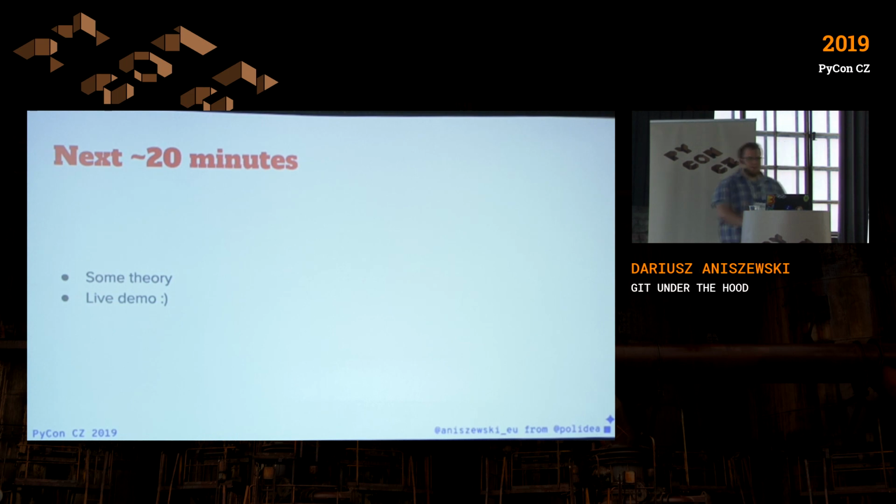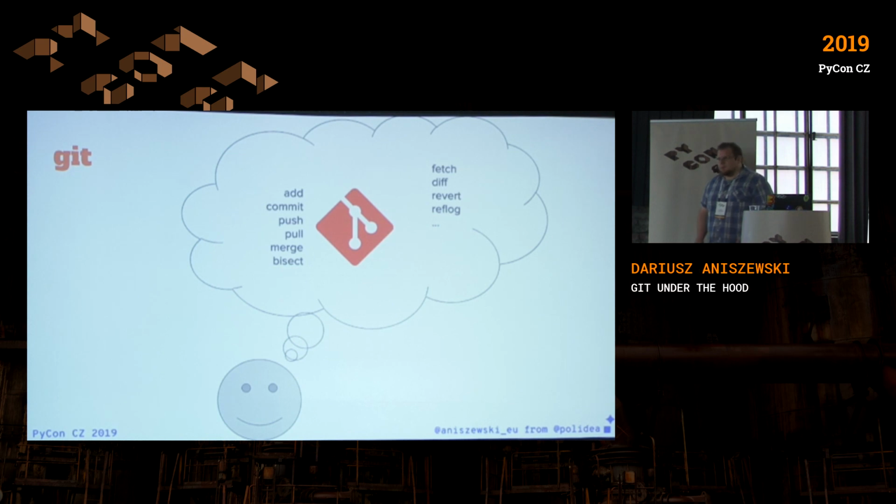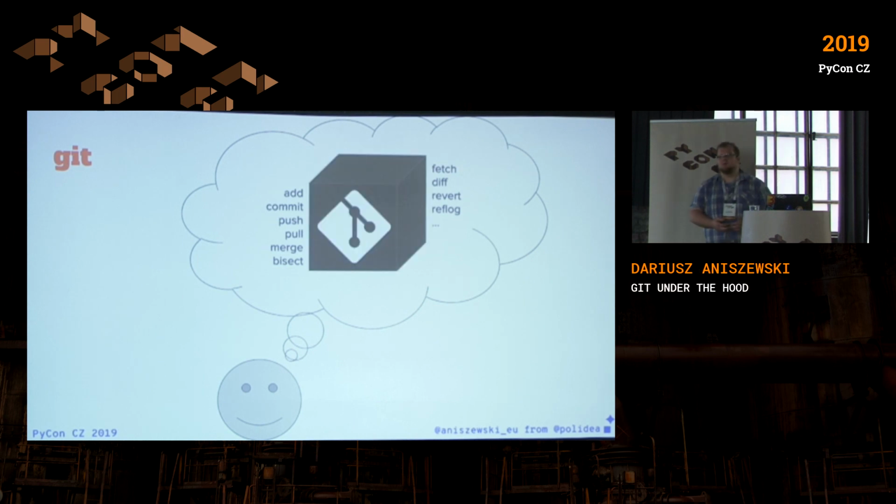During the next about 20 minutes, I will show you some small theory, and there will also be a live demonstration of the Git internals. A lot of you, if you think about Git, think about what you can do with it. You can add things to Git. You can commit things to the repository. You can push your changes or pull changes from the remote, right? Basically, you're thinking about Git as a black box that has a set of APIs and can do certain things, without really thinking about what's going on underneath.